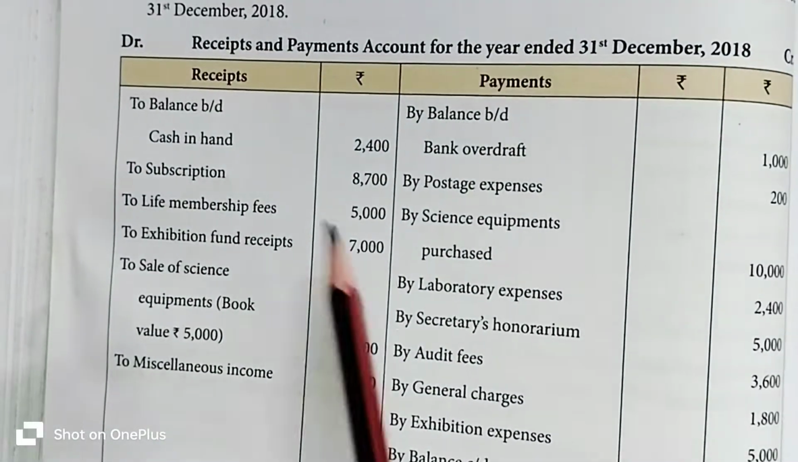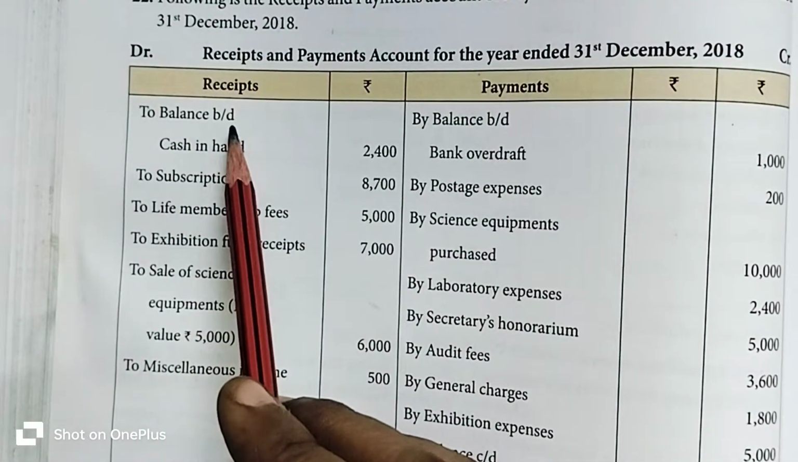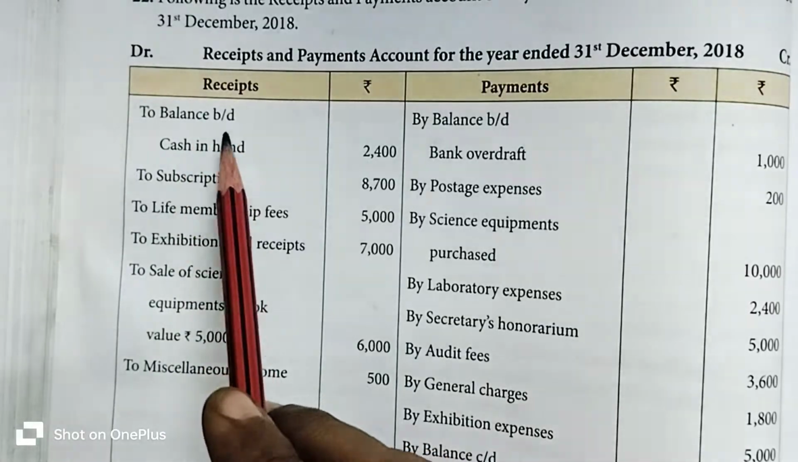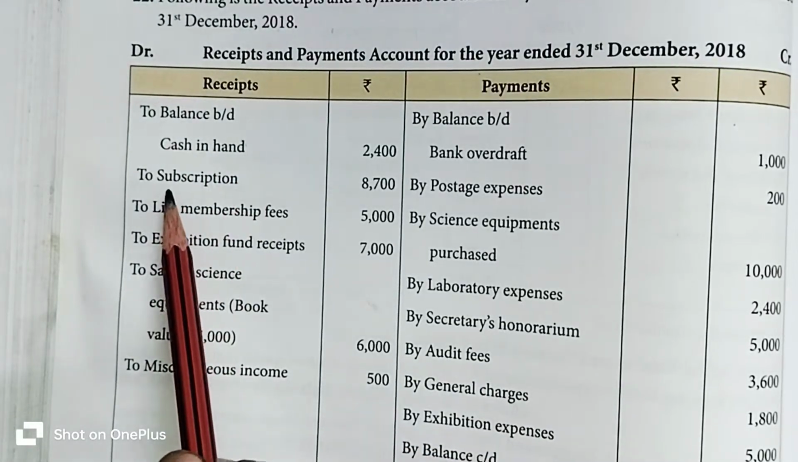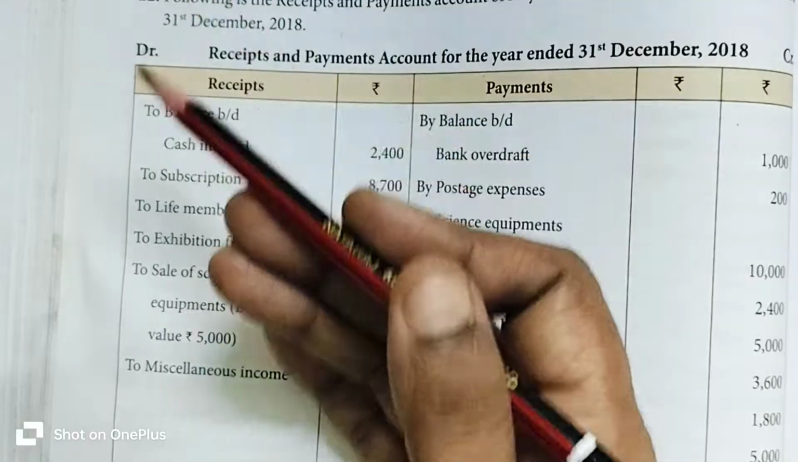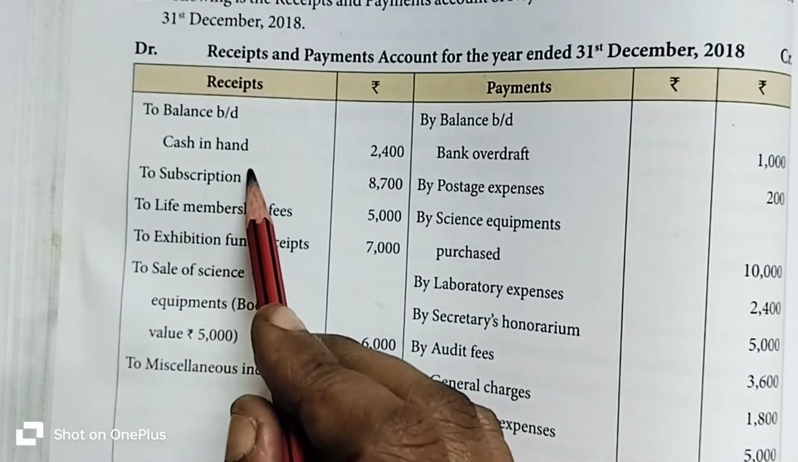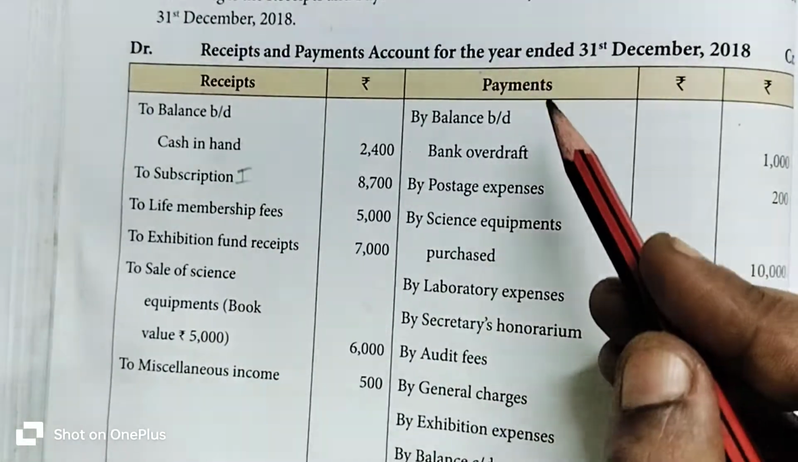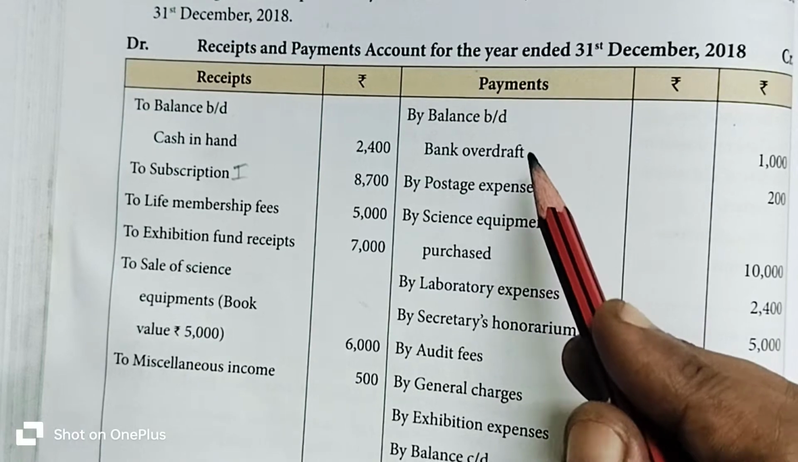Let's read it. So, balance brought down. This is the opening balance of the cash in hand, and subscription. All the receipt items we have to consider or treat as income, and all the expenses items we have to treat as expenditure.